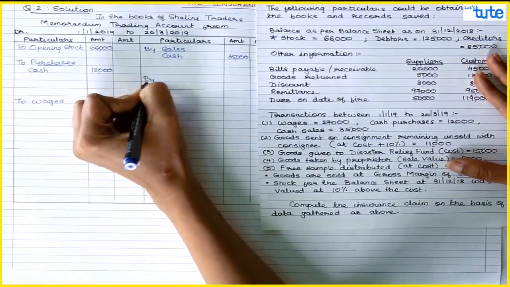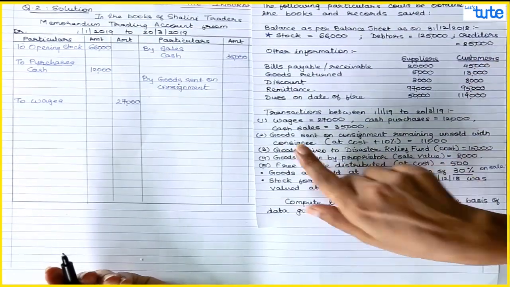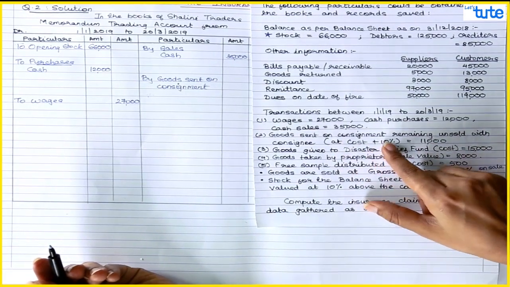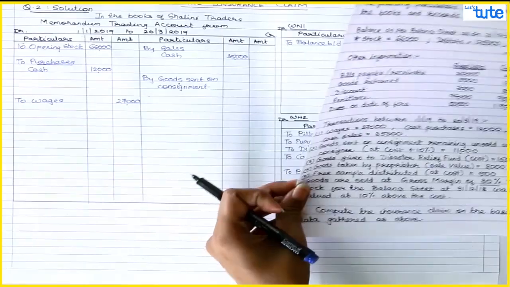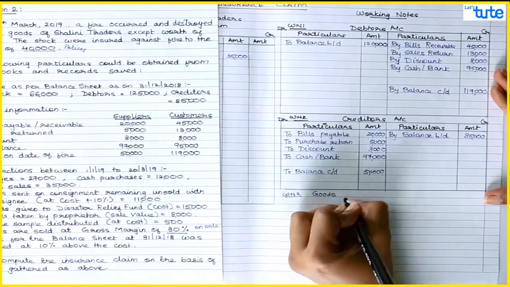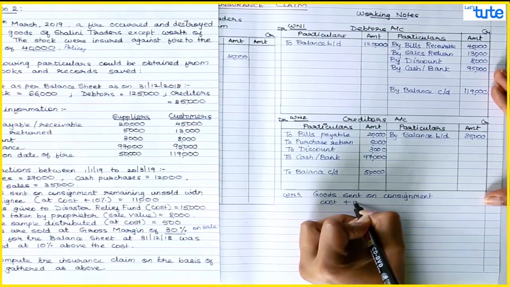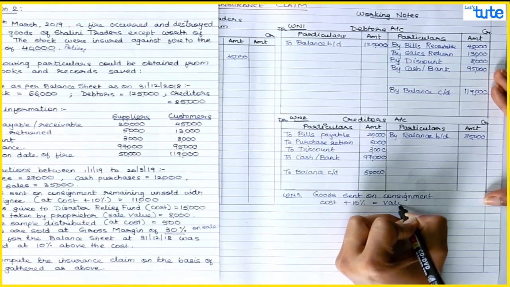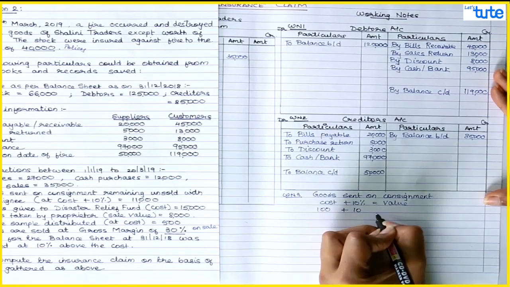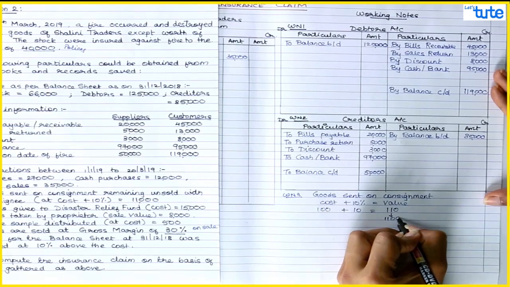So what we'll do, by goods sent on consignment. And now if you see, the goods are worth 11,000, but this is cost plus 10%. So we'll have to find out cost. So what we can do, we can prepare working note 3. Goods sent on consignment, cost plus 10% is the value of the goods, which is given 11,000. So if cost is 100 plus 10% would be 10, then the value is 110. This is given as 11,000.